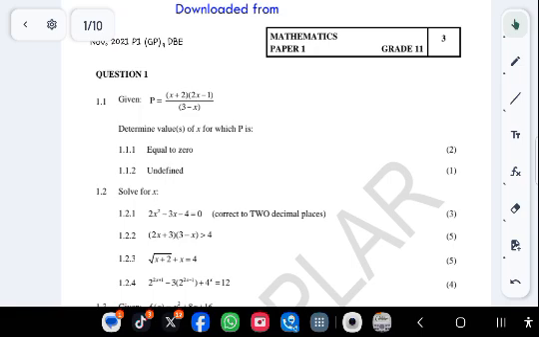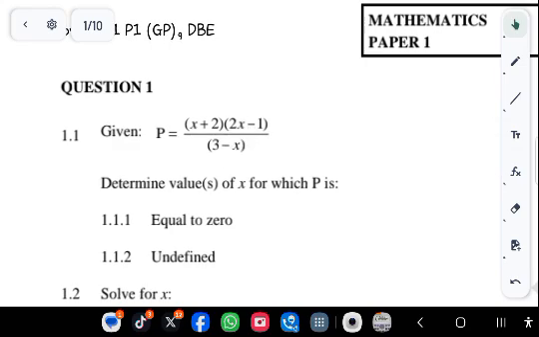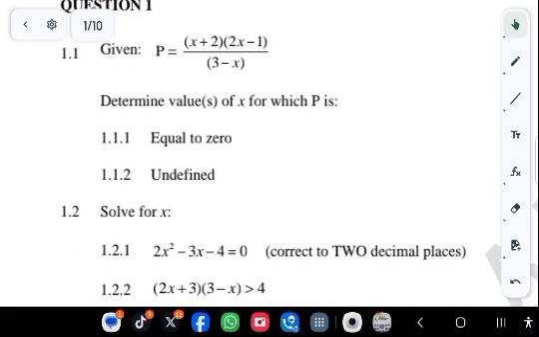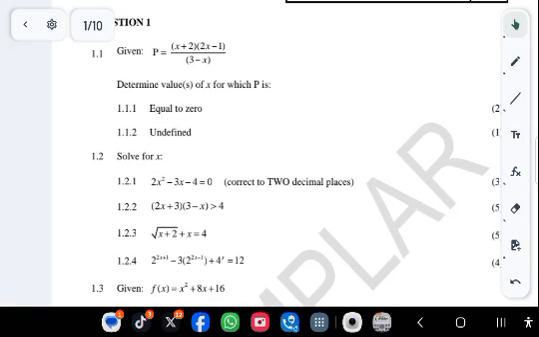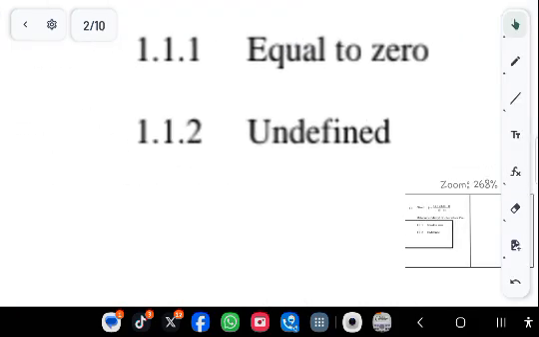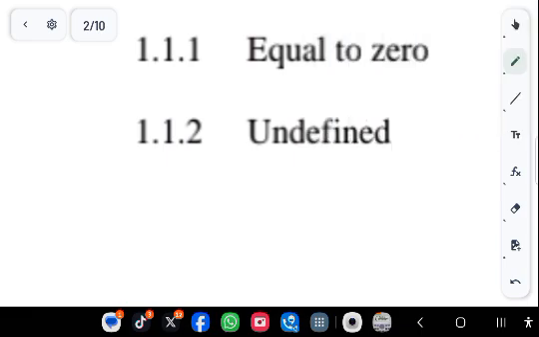We have a lot to cover, so let's start. Question 1 goes, given P equals 2(x + 2)(2x - 1) all over 3 - x. Determine the values of x for which P is: 1.1.1 equal to 0, and then the next one, when it is undefined. P is equal to 0, this one is going to be easy.